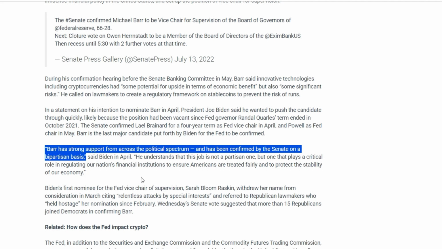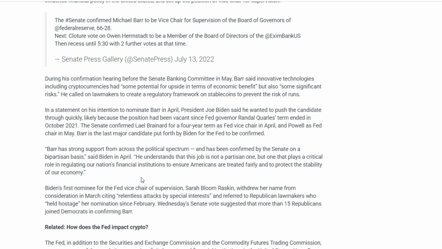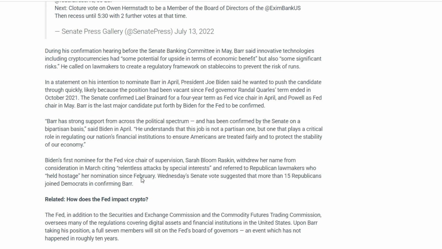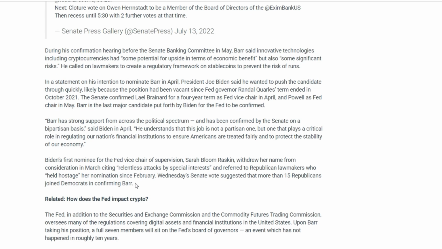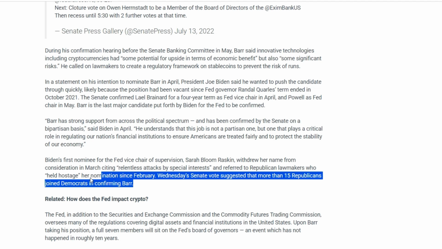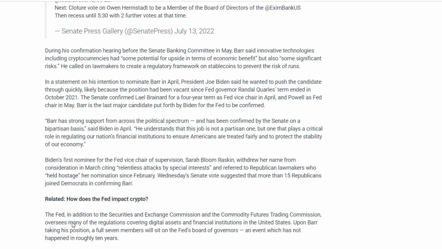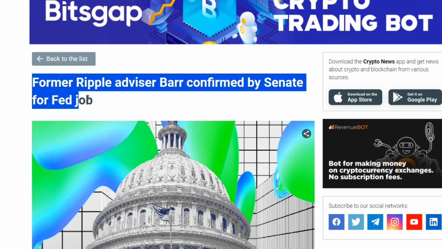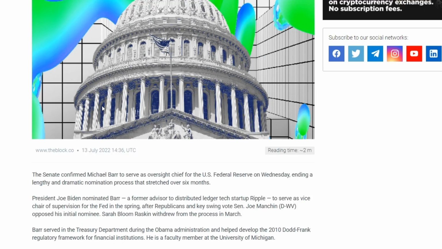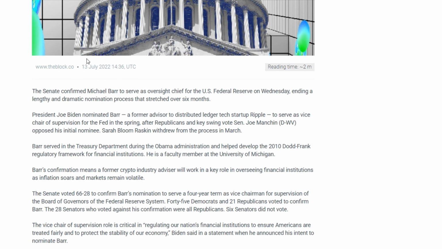Earlier, liberal groups in the United States criticized Barr's candidacy for the post of head of the Fed regulator because of his investments in fintech companies. Earlier, Glassnode analysts came to the conclusion that the cryptocurrency market is dependent on the policy of the U.S. Federal Reserve. This is due to the fact that the influx of traditional institutional investors makes the cryptocurrency increasingly dependent on macroeconomic shocks. Such dependence, according to analysts, suggests that the path to new highs in the foreseeable future may be difficult. Yesterday, the U.S. Senate finally confirmed Michael Barr as the head of supervision of the U.S. Federal Reserve System, putting an end to a long and dramatic nomination process that stretched for 6 months.